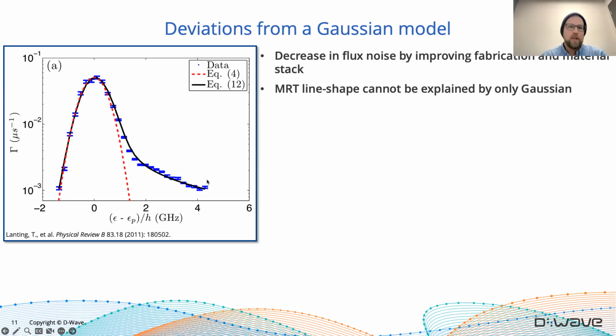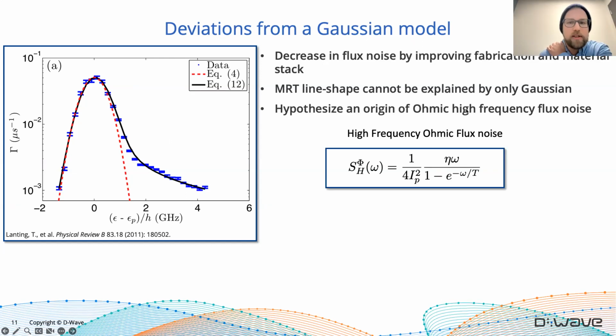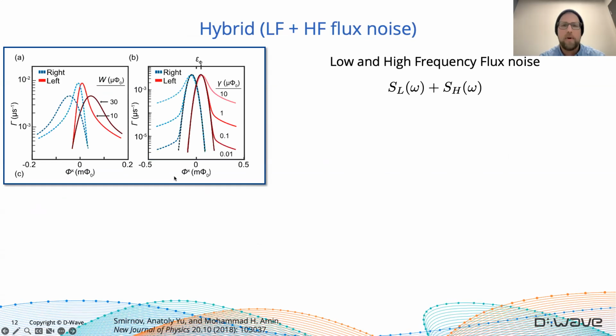We didn't fully understand what this was at the time, but we hypothesized that this could be coming from a high frequency noise source, which would have an ohmic type noise, so it's increasing linearly with frequency, as I showed with that quantum Nyquist noise. If you use this model, it is able to capture this high frequency tail that we're measuring here. So I'll give a brief introduction to what we can do at D-Wave Systems to distinguish these two different types of noise sources.